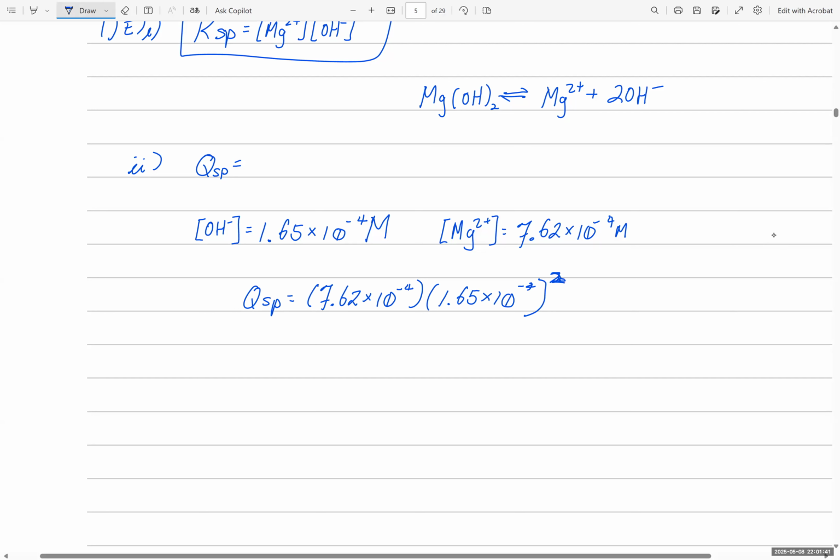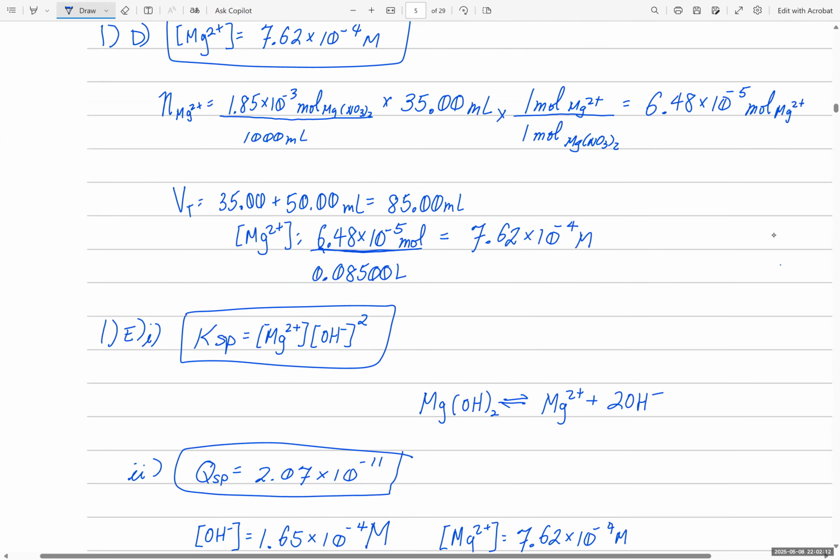Sorry, my palm reject is not happening so well on my computer. All right, so you have that. And then what's the answer? The answer should come out to 2.07 times 10 to the minus 11. Okay, and then that's the Roman numeral 2. Let's go to Roman numeral 3.